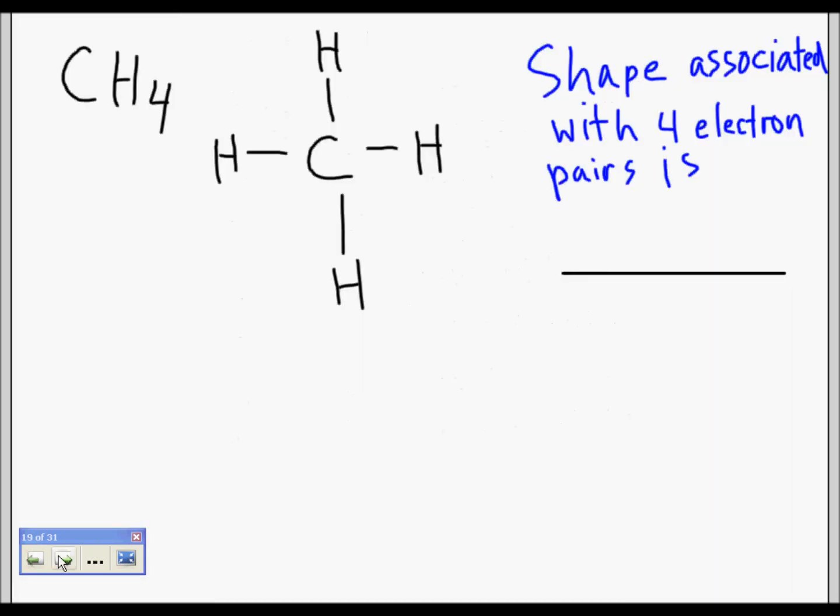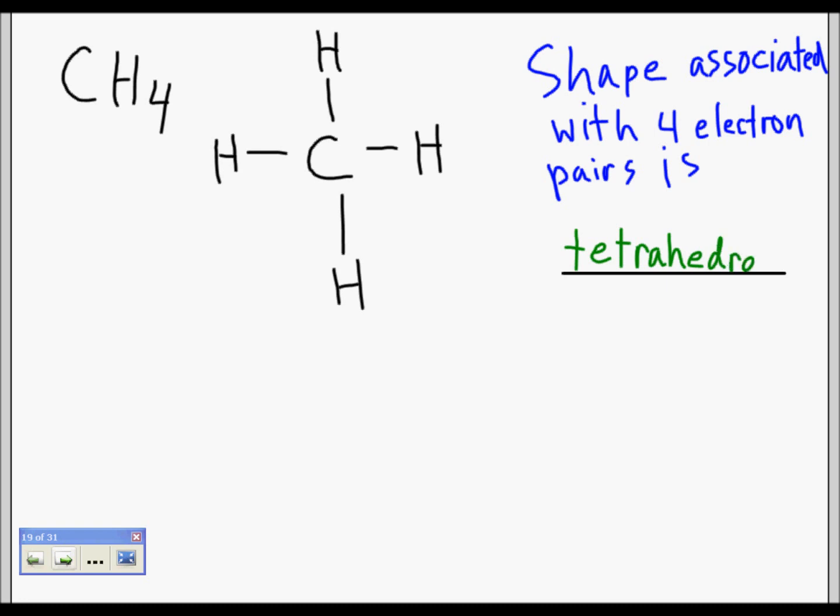So we've got CH4, and how many pairs total do we have? 4. We have 4 pairs total and no lone pairs. So if you go back and look in the table, if you need to refer to the table, you see it's tetrahedral.